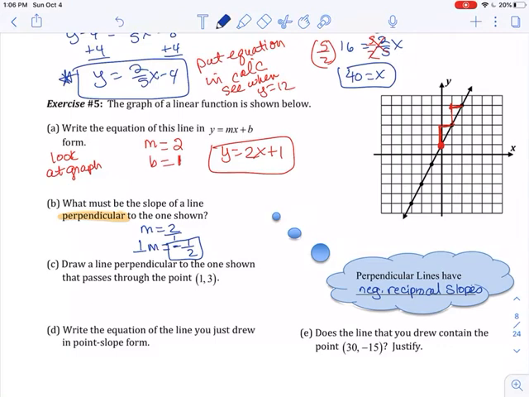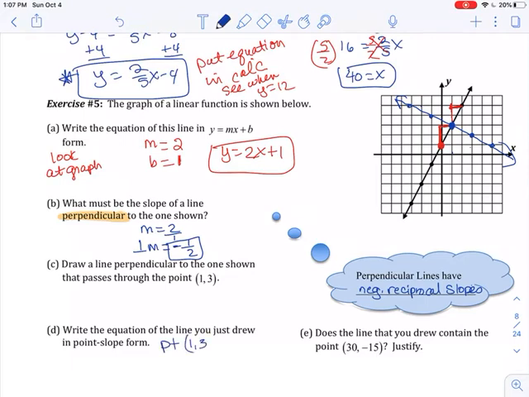Draw a line perpendicular to the one shown that passes through the point (1, 3). All right, so here's my point (1, 3) right here. I'm putting a blue dot on that. Now I want to draw a line that's perpendicular. So instead of having a slope of 2 over 1, I have a slope of negative 1/2. So basically I'm going to go down and to the right 2, down and to the right 2, or you can go up and to the left 2, up and to the left 2. And that's my line right there. If I took out a protractor, I could measure that angle. That angle should be a 90-degree angle. All right, so I drew the line. Write an equation of the line you just drew.